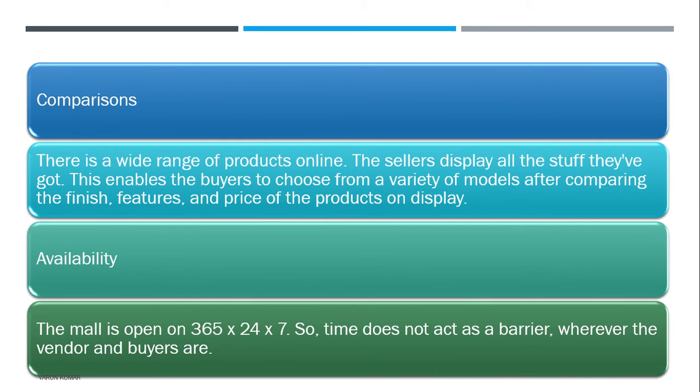Comparison. There is a wide range of products online. The sellers display all the stuff they have got. This enables the buyer to choose from the models after comparing the finish, features and price of the products on display. Availability. The mall is open 365 into 24 into 7, so time does not act as a barrier wherever the vendor and buyers are.